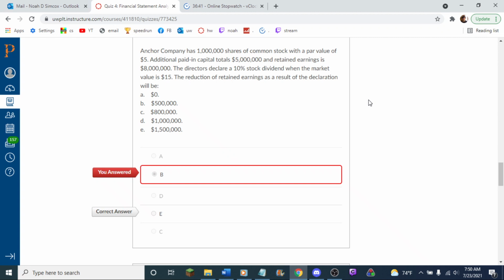It's very, very clear in this textbook. It says, multiply the par value of the stock by the number of additional shares. Not the total amount of shares, but the number of additional shares. Guess what? The number of additional shares is 100,000.